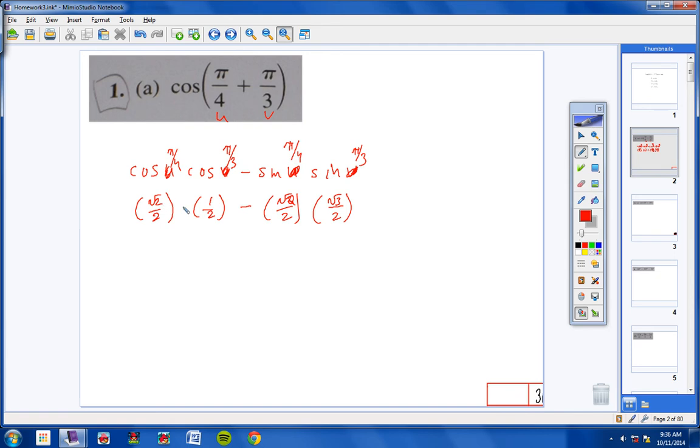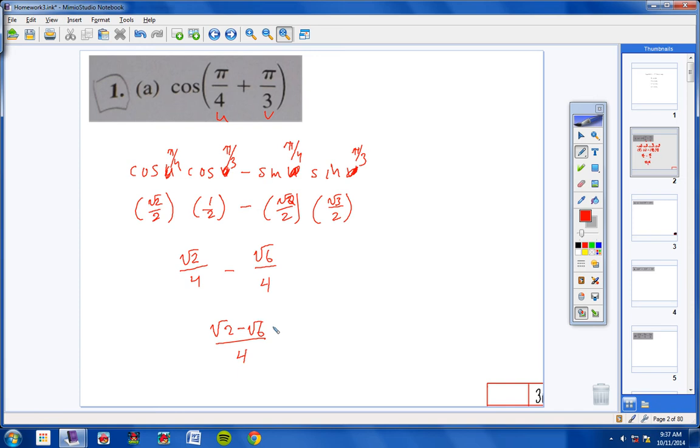Square root of 2 times 1 is square root of 2. 2 times 2 is 4. Minus square root of 2 times square root of 3 would be square root of 6 over 4. And now we'll combine these two fractions, and we should come up with square root of 2 minus square root of 6 all over 4.